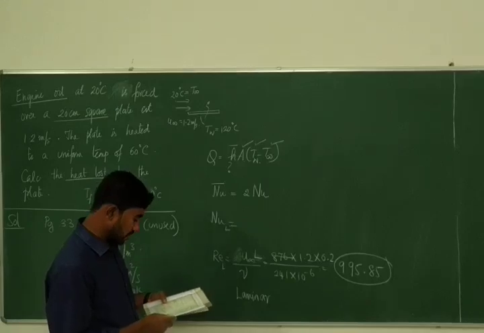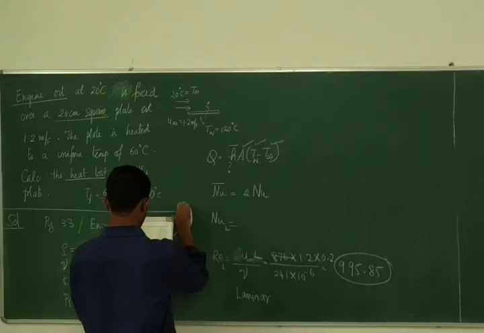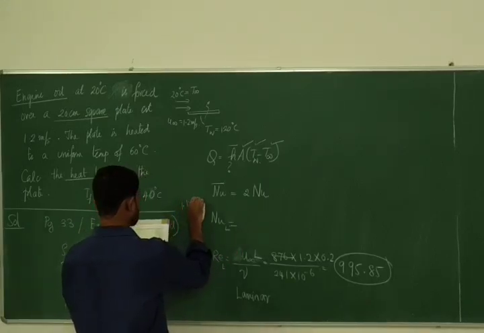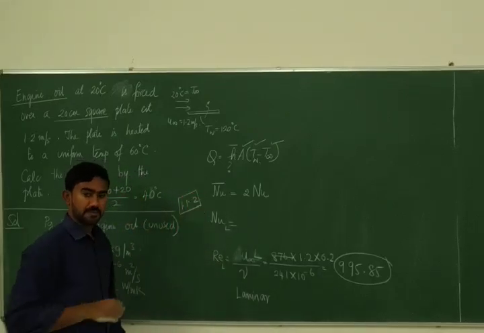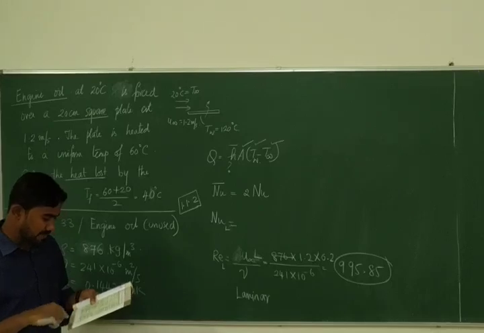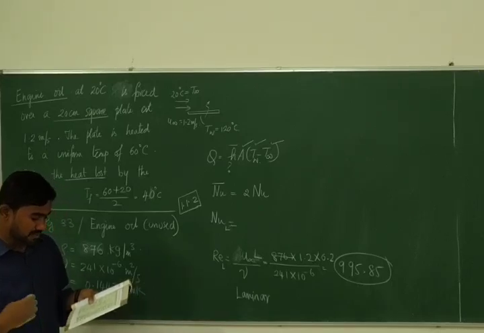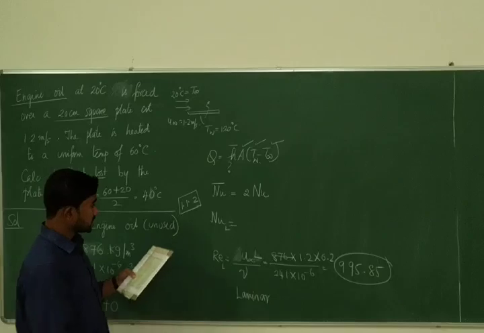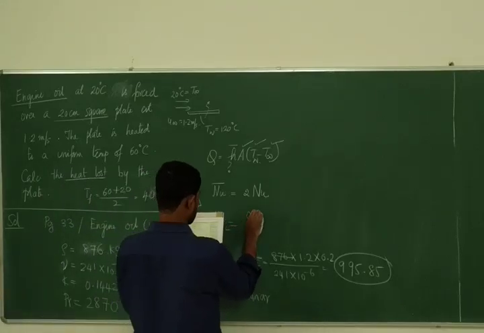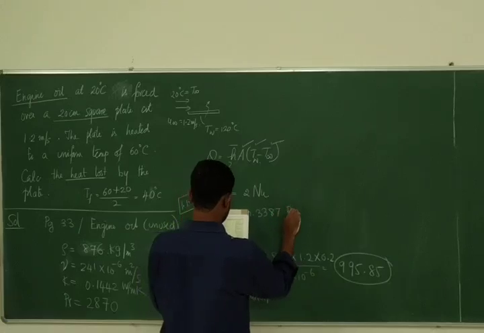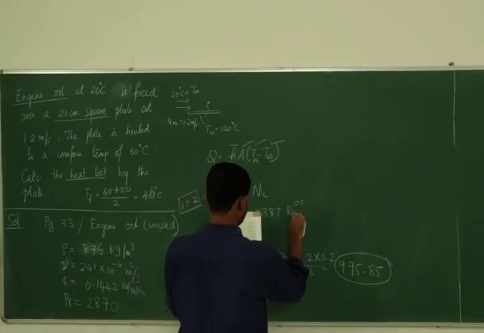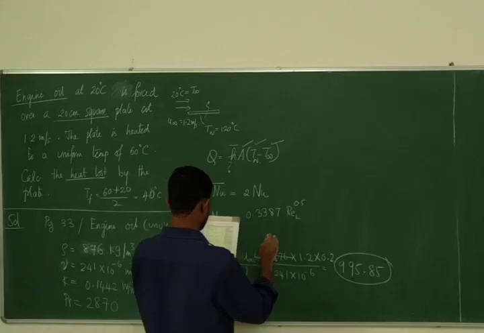Better to use the other correlation. This is in article 1.1.2, same page number 121, but article 1.1.2 has Prandtl number above 100 and also for Prandtl number above 50. So this correlation we use: 0.3387 Reynolds number to the power of 0.5. Here I will find Nusselt number based on length.